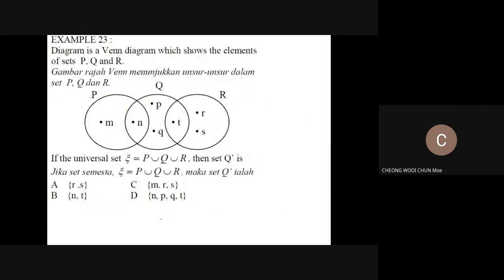Example 23 again. This one we want to find the complement of set Q. So this Q complement is here, outside this one. You see, this is Q outside. So MRS. So MRS. So okay.